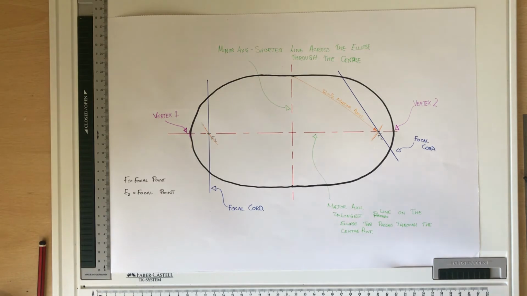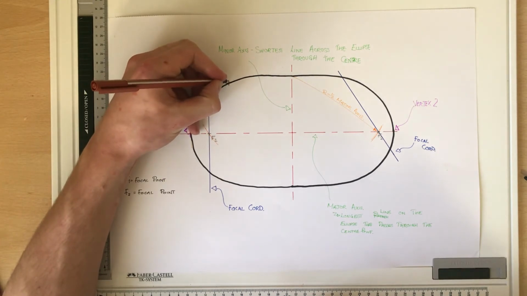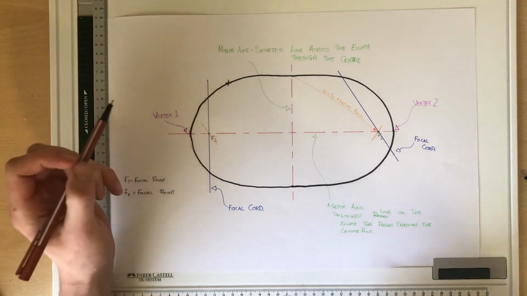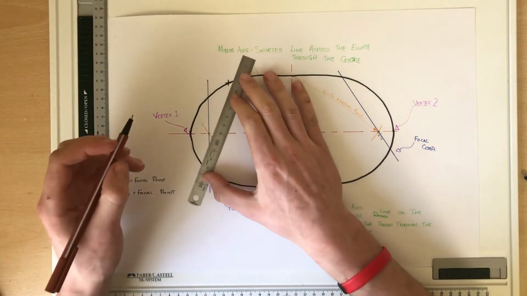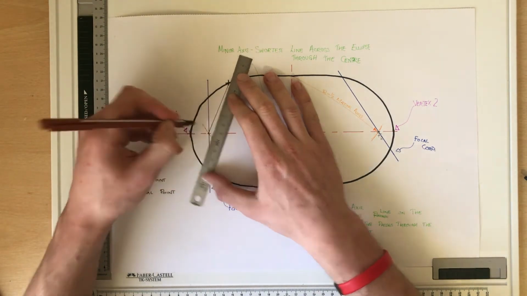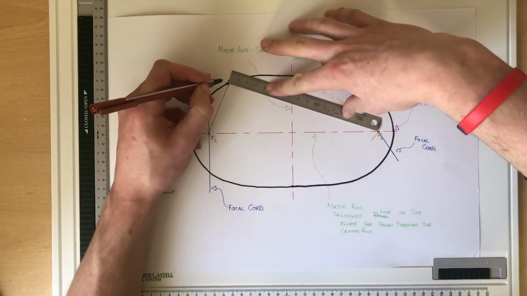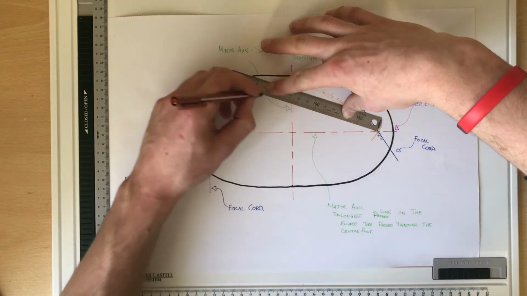So the next thing we're just going to touch on is drawing a tangent, or tangents, to an ellipse, and the terminology that follows it. So here is my point of contact. This is where the tangent touches the ellipse. What we need to do is draw two lines from focal point 1 to the point of contact, and focal point 2 to the point of contact.